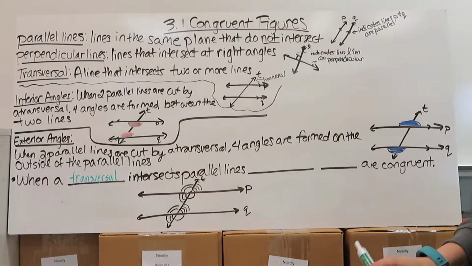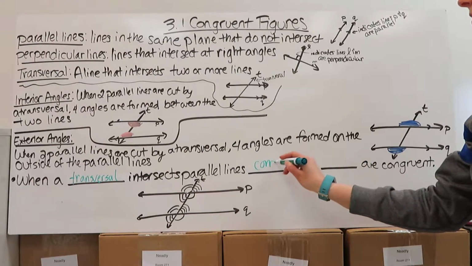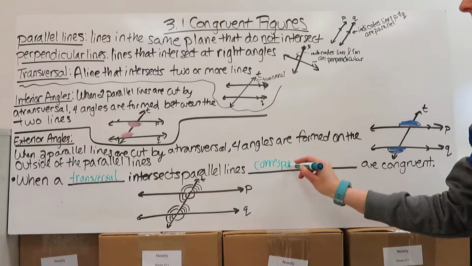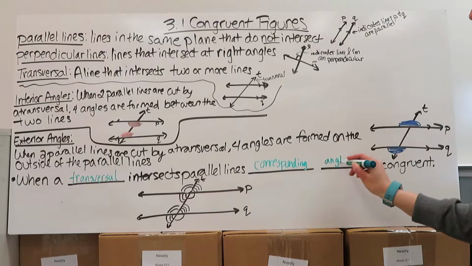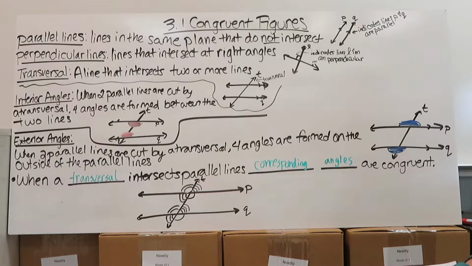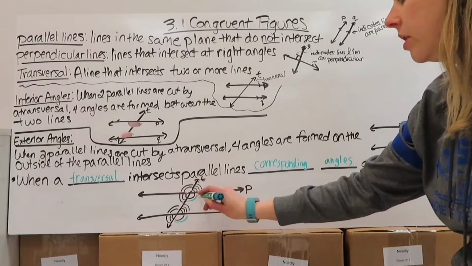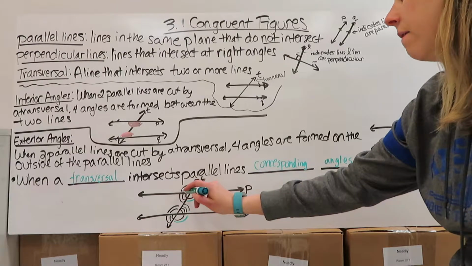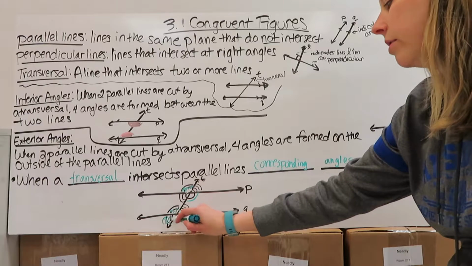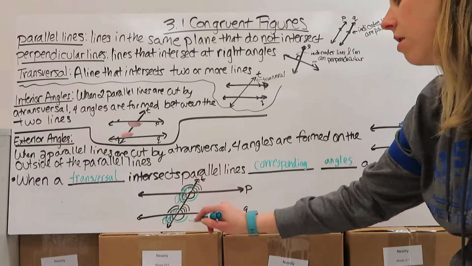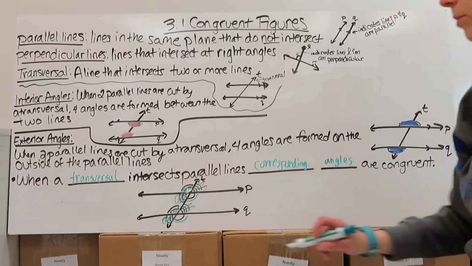So when a transversal intersects parallel lines, corresponding angles are congruent. So this angle right here matches with this angle. Then we have this angle that matches with that angle. This angle down here matches with this angle. And then lastly, we have that upper right, which matches the upper right.